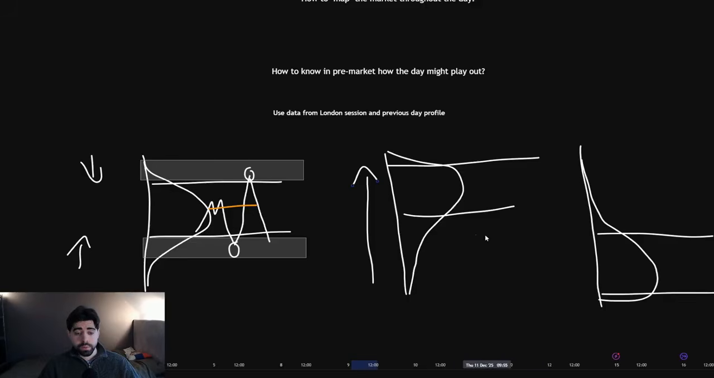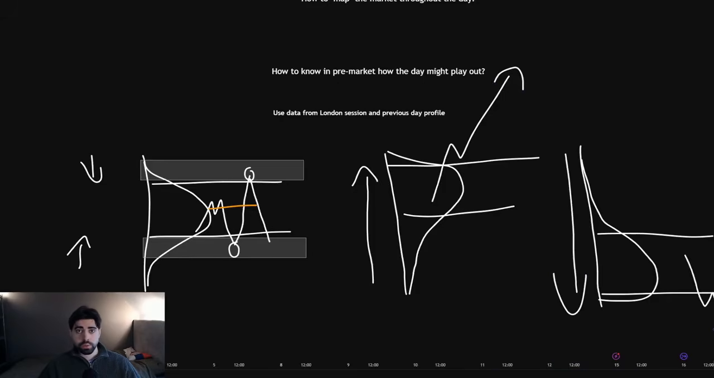Then we have the P-shaped one where the pressure is up, meaning on market open, we can anticipate that breakout and continue because the pressure is long, and vice versa for the B-shaped one. So the pressure is to go short.